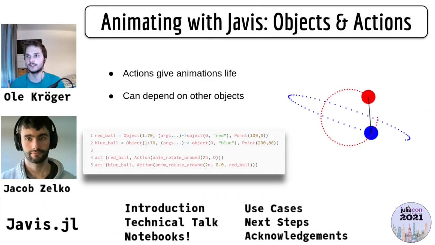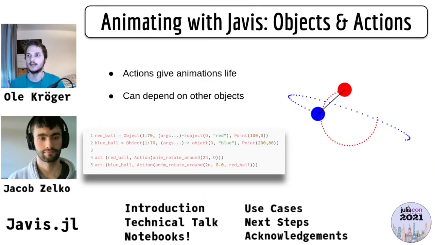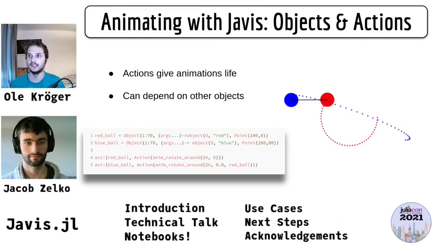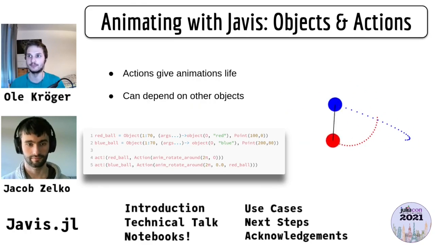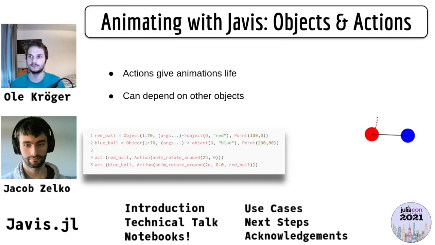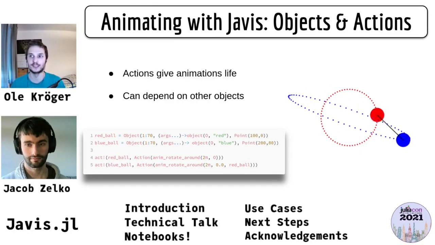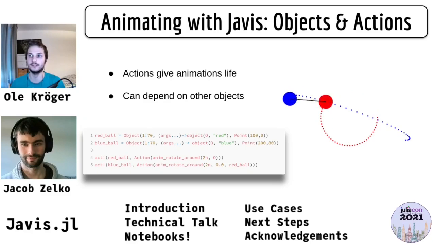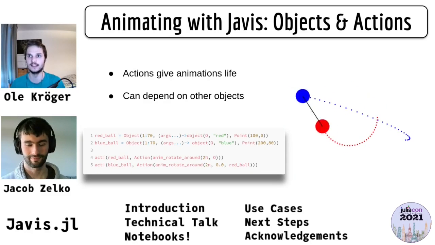And now more to actions. So the actions here are different for the red ball and the blue ball. The red ball just rotates around the center, which gives the animation life, but is quite boring. The blue ball instead rotates around the position of the red ball, so they interact with each other.